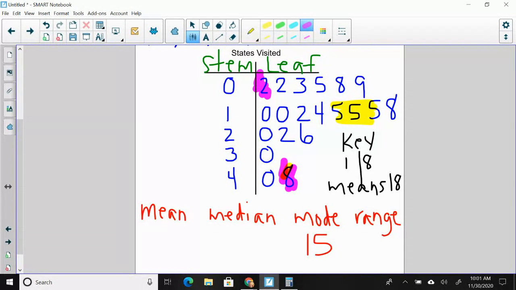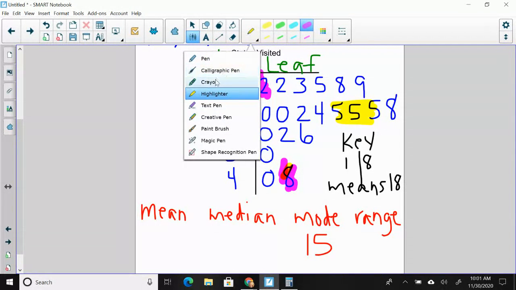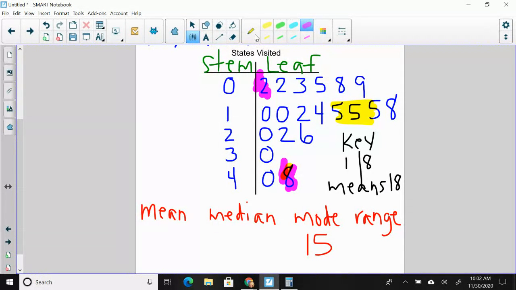So 48 minus 2 is 46. And before, in our line plot video, we were working with a really small range. Our range was 7. Here our range is 46. So this is why a line plot would not be the best way to display this information. You would have to have a lot of numbers on that line. So when your range is large, you need to be working with a stem and leaf. Again, we had 48 minus 2, which is 46.